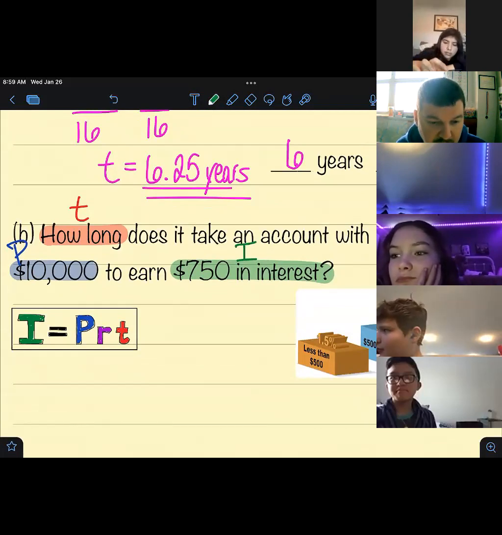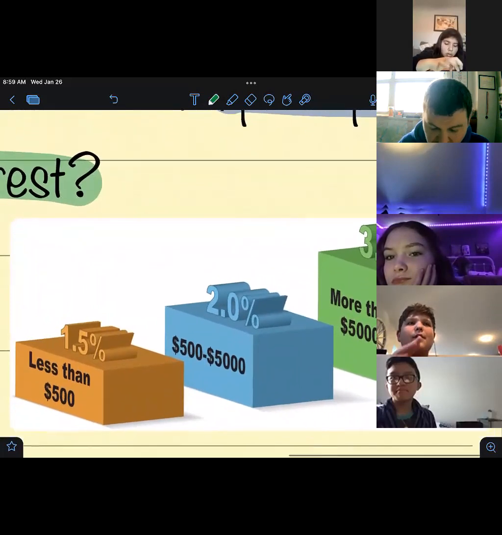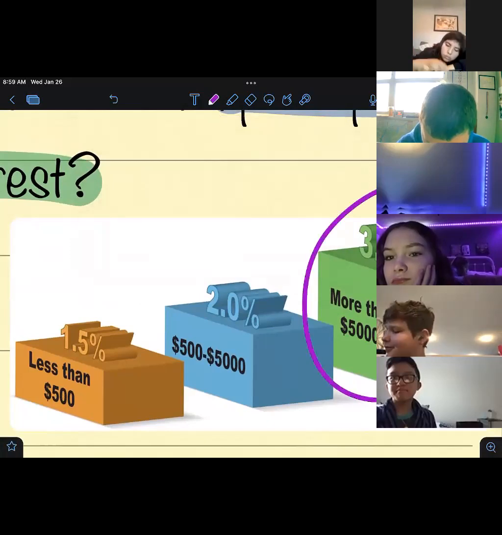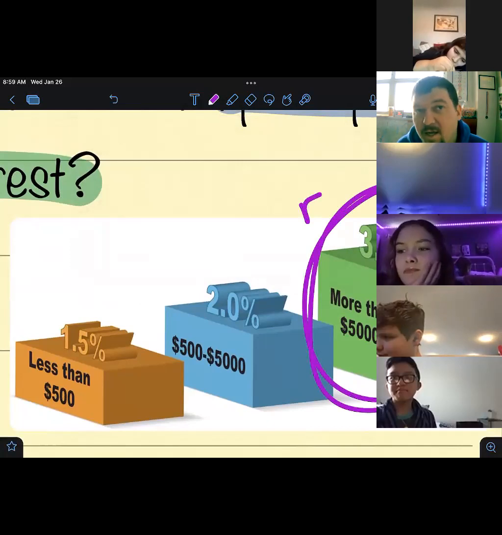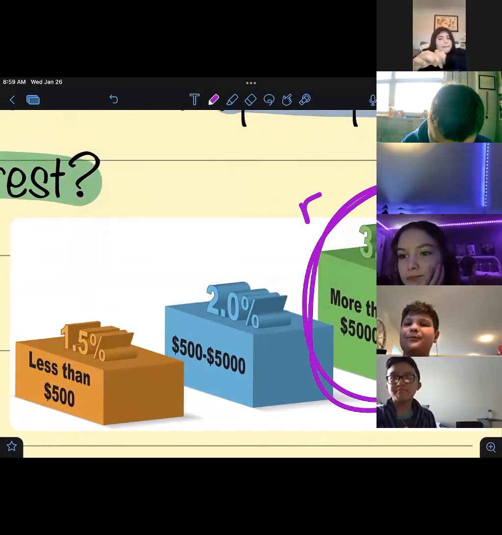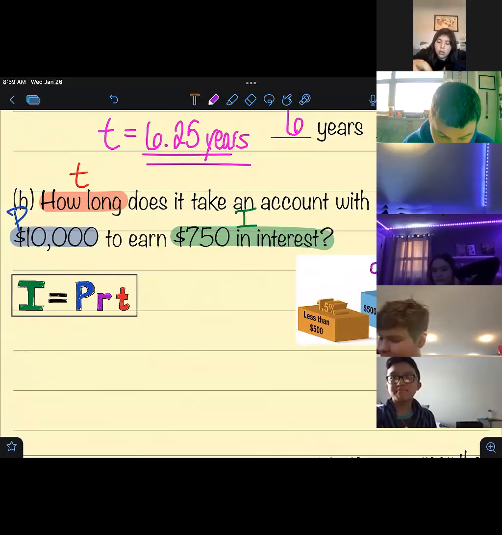Let me call on somebody random. Parker Bates. Parker, if we put $10,000 in as our principal, which of these 3 interest rates are they going to give us? 3%. That's right. That's going to be our R. And Parker, while I got you, what's 3% going to be as a decimal? 0.03. That's right.